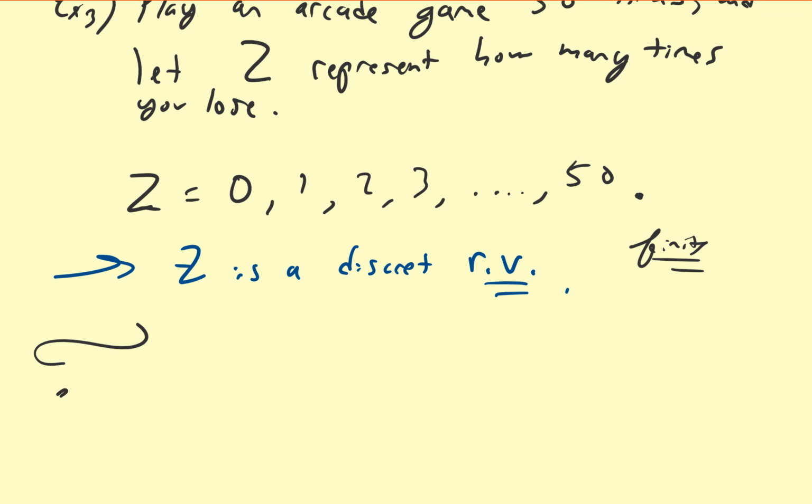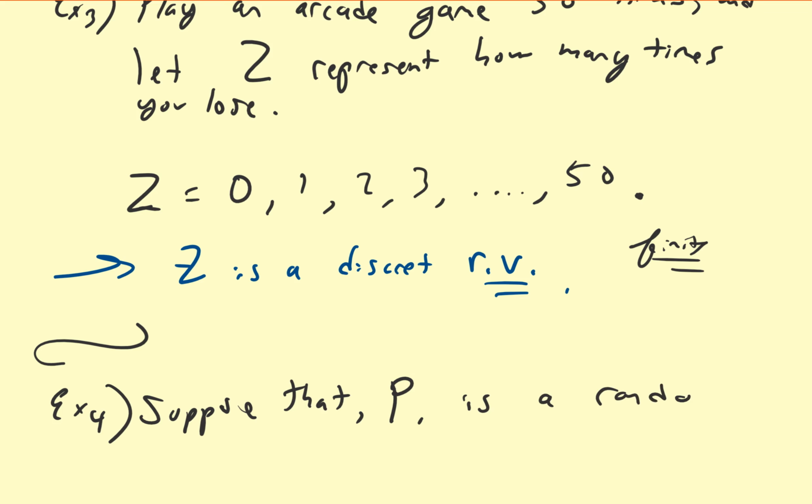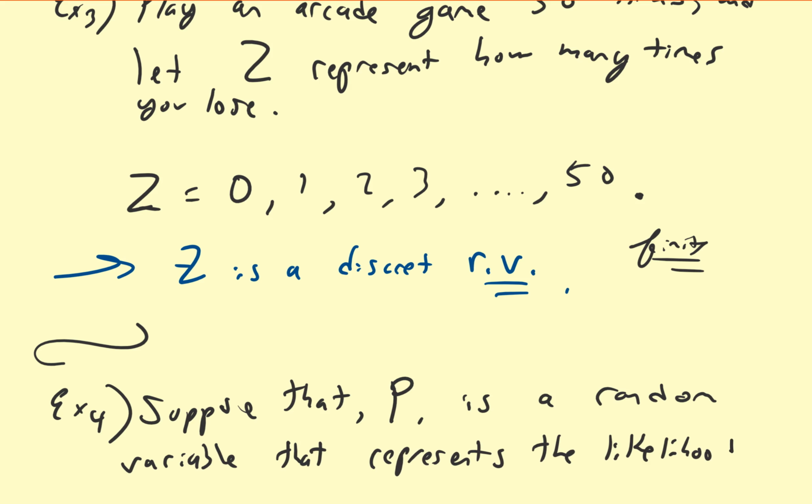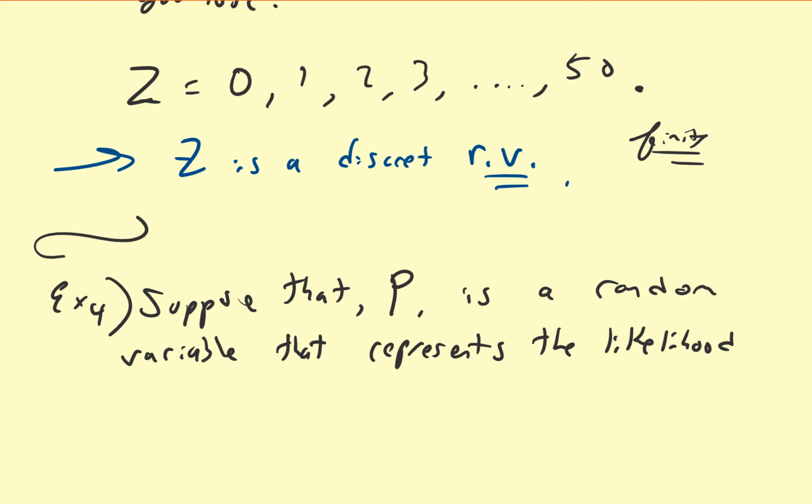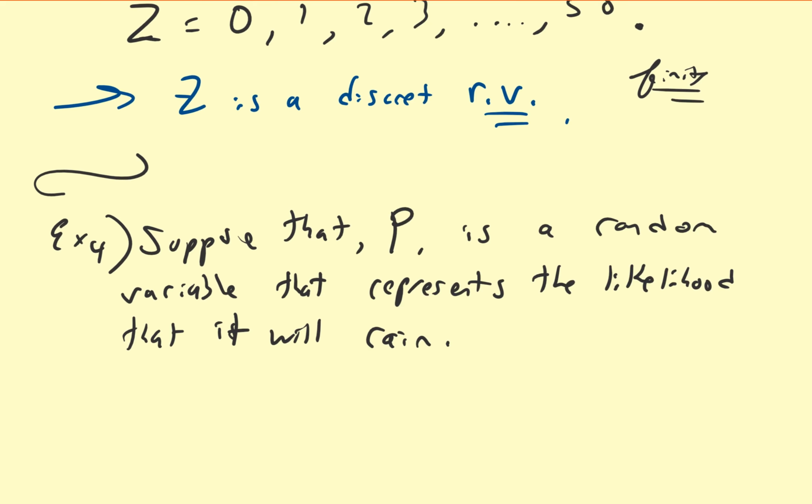Let's take another example, example 4. Suppose that, let's denote p is a random variable that represents the likelihood that it will rain. Yes, the probability of it raining is a random variable, of course.